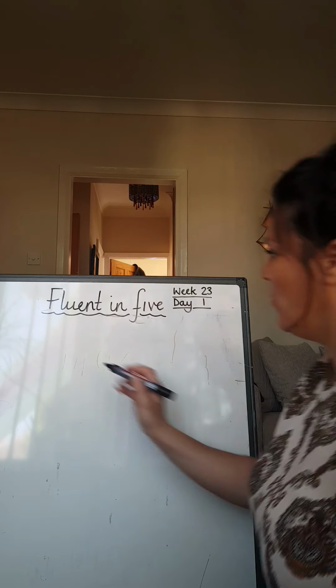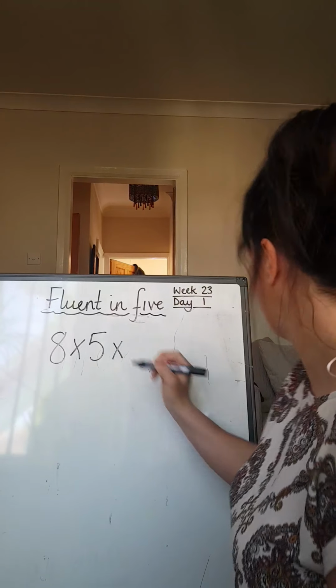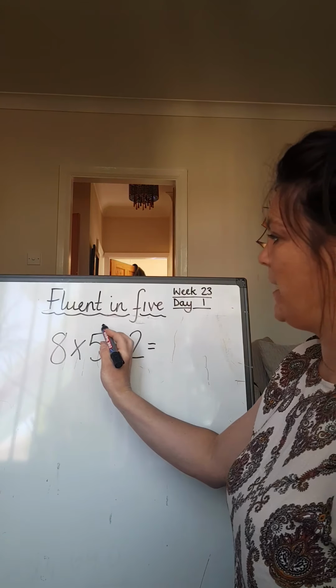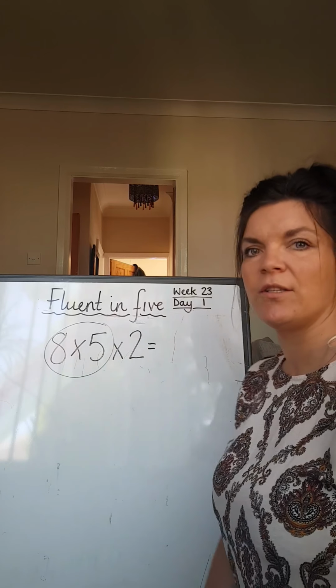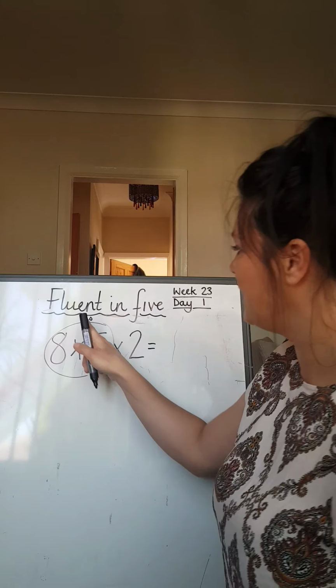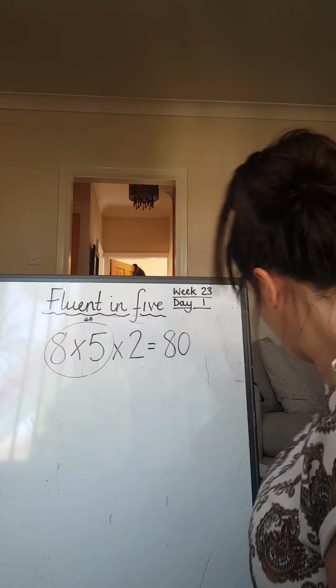Okay, so here we go. Fluent in 5, question 1, 8 times 5 times 2. Now, I'm just going to do it the way that it is set out. I'm going to do this bit first because I know 8 times 5 is 40. So the answer to this part is 40, and then 40 times 2 would be 80. And that's your answer, simple as that.